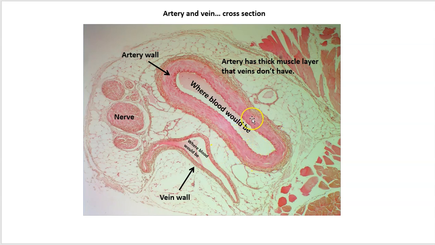This pinker tissue, these are muscle cells. And that allows the artery to sort of control the diameter of the artery and help regulate blood flow to different parts of the body, as well as giving it a bit more elasticity.